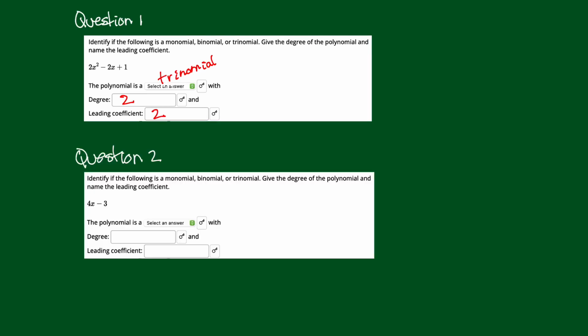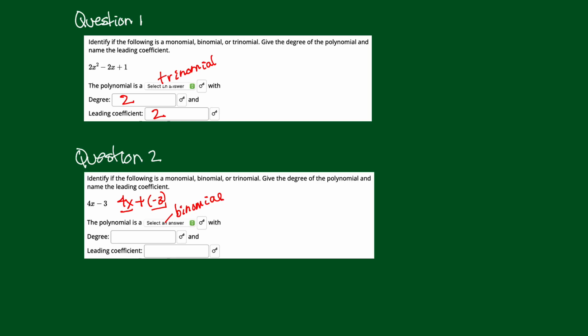Question 2, again, we're supposed to identify this polynomial here as a monomial, binomial, or trinomial. Now look, there's only two terms here, 4x and negative 3. Now really, when you look at it carefully, this is changing subtraction to addition of the opposite. So I have two terms, 4x and negative 3. So I'm going to claim now that this is a binomial. There's two terms, so this is a binomial.